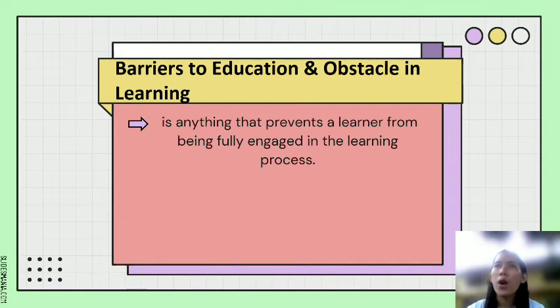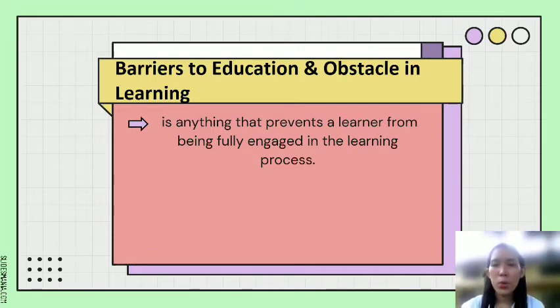So basically, when there are stimuli that will barricade a learner from progressing in some learning process, then eventually this will stop them from fully absorbing information. As well, they'll have difficulty in gathering information for learning.